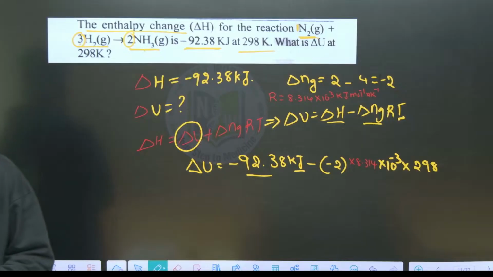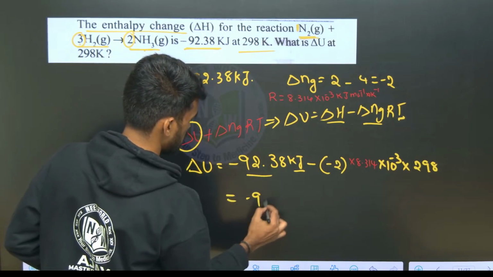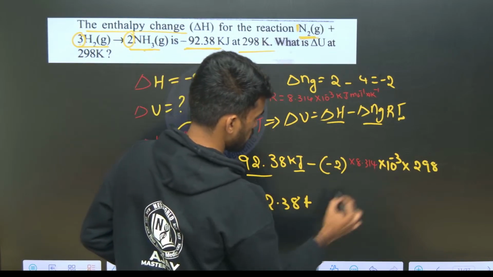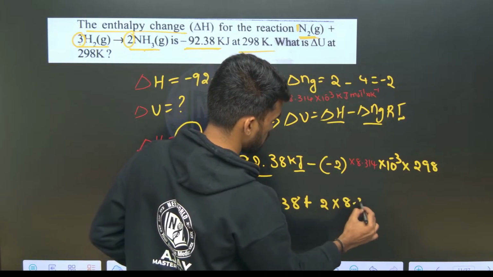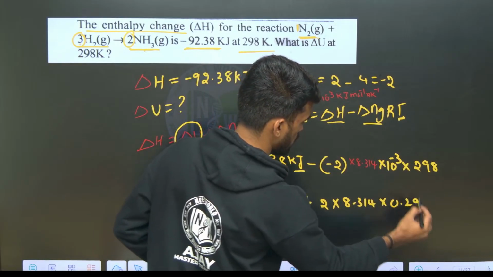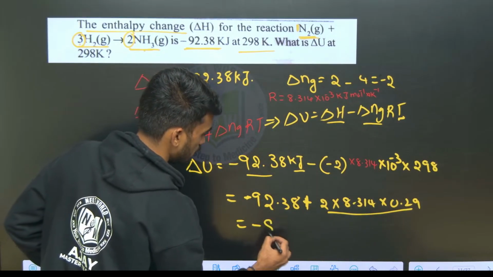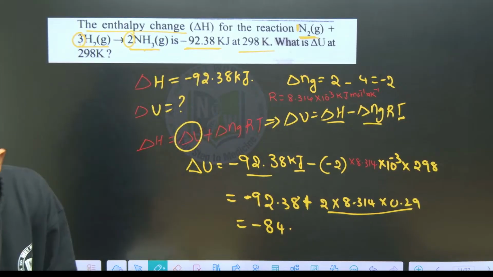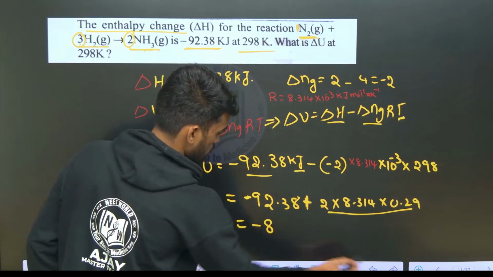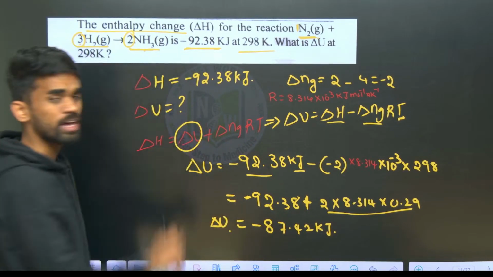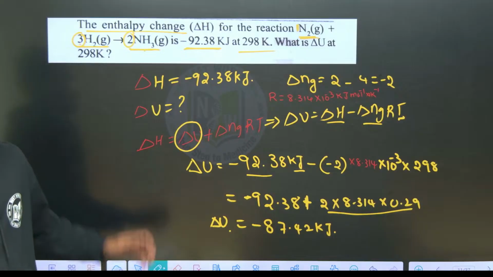So you have to take it like this and try to simplify that. By simplifying this, here minus 92.38, this will be minus, this will be plus. So here 2 into 8.314 into 0.298, I can write. By doing this, you are going to get minus 87.42 kilojoules as your answer for this particular question. Okay, hope it is also clear. Yeah, so these are the steps.